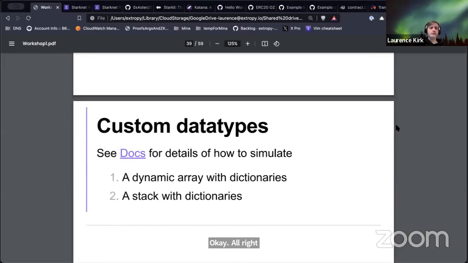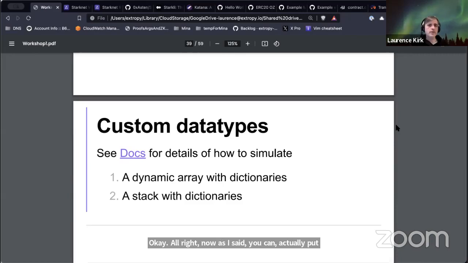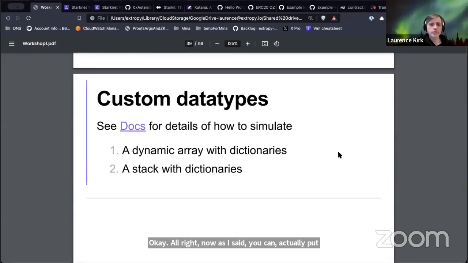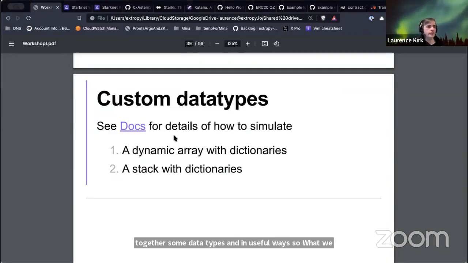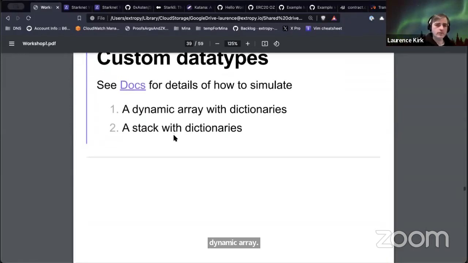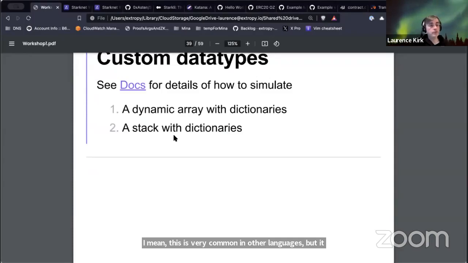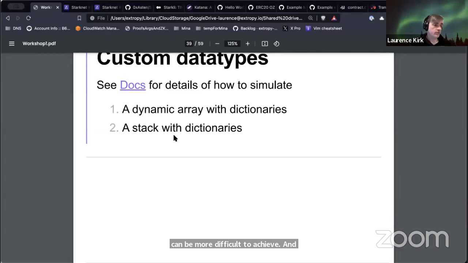Now, as I said, you can actually put together some data types in useful ways. So what we often want is things like a dynamic array. This is very common in other languages, but it can be more difficult to achieve. In Rust, we don't have dynamic arrays. They are fixed size, and we have the vector collection to allow us to get similar functionality.